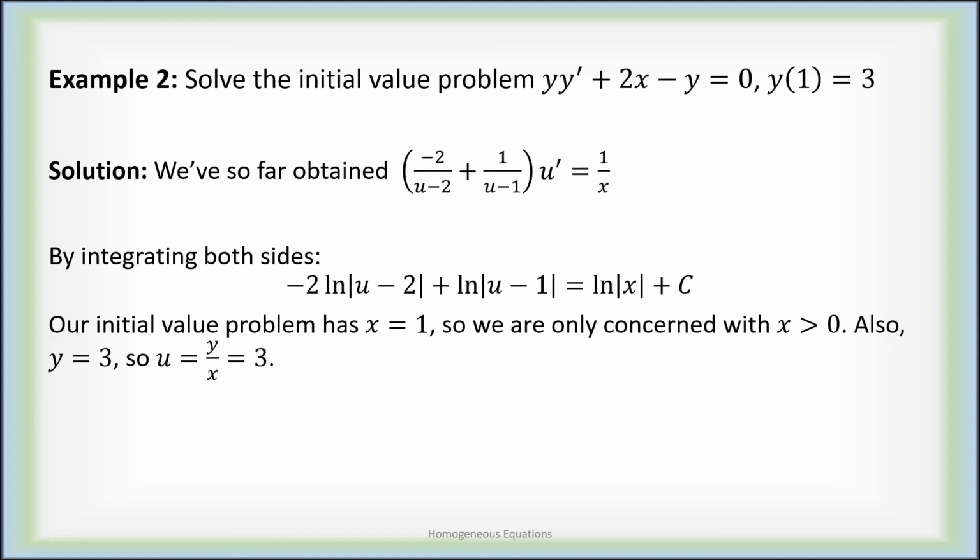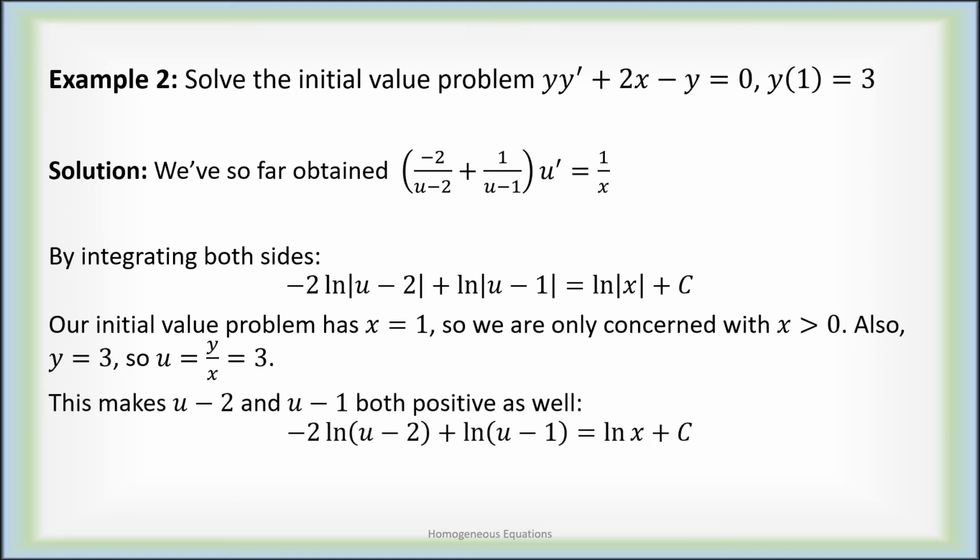The initial value problem said that x equals 1. Okay, so in this natural logarithm here, a domain of existence for the solution would either be x positive or x negative, but I can't include x equals 0. Since our initial value had x equals 1, we know we're concerned with positive values of x. y is also 3 for our initial value, which means that y over x, in other words u, is also positive. It's 3. So that means this term here is positive, this term here is positive, this term here is positive, so all of the absolute values can actually be dropped. Okay. So if I drop the absolute values, we just get this.